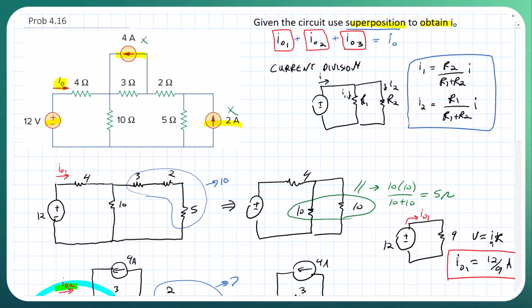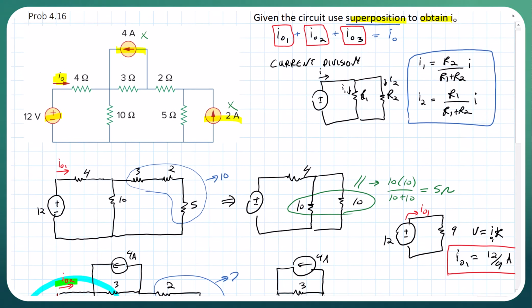Okay, again, the process is you take your independent sources, you turn off all your independent sources, keep one on, solve for the current, and you just do that each time. Depending on the number of independent sources you have, you're going to have a bunch of components, and you just sum them all up, and that's how you solve for this problem using superposition.